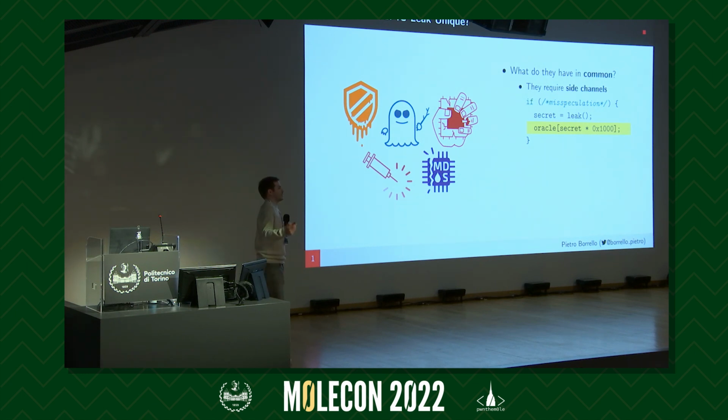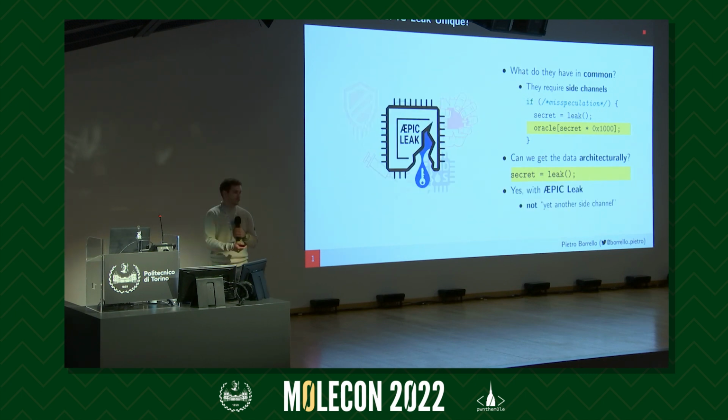So I was wondering, why can't we have something that is easier to implement, something that can literally leak the data architecturally? And if I'm here on stage, obviously the answer is yes. Today I will present you APIC Leak. That's not yet another side channel. And to demonstrate that, we will go through it and understand what APIC Leak is.